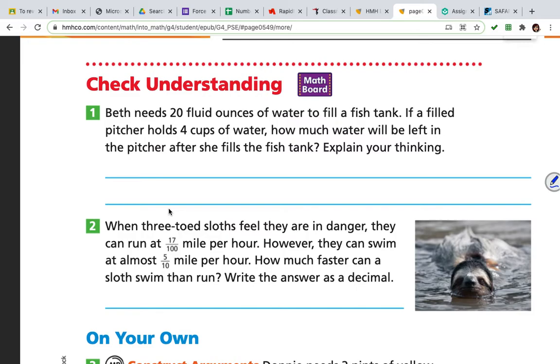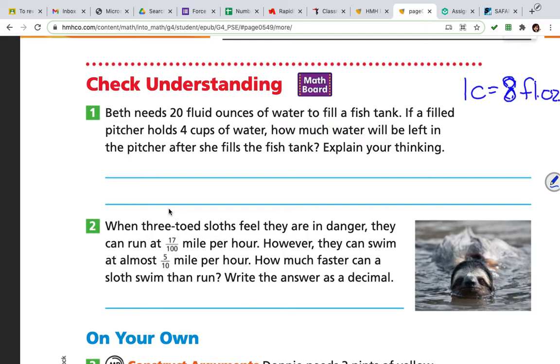Alright, so Beth needs 20 fluid ounces of water to fill a fish tank. If a filled pitcher holds 4 cups of water, how much water will be left in the pitcher after she fills the fish tank? So 1 cup equals 8 fluid ounces. So how much would it be for 4 cups? How much water will be left in the pitcher after she fills the fish tank?